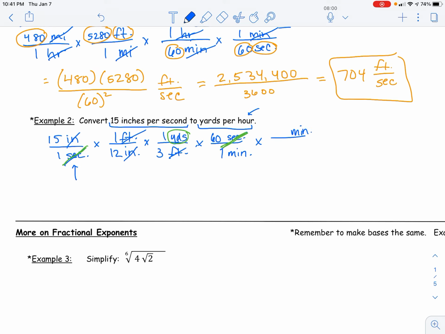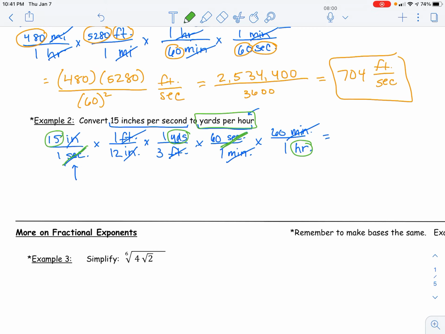Now, the last unit multiplier, we can put minutes up here, and we can put hours on the bottom. 60 minutes equals 1 hour. We can cross out our minutes here. And we have successfully gotten to hours. Okay, so you can see we have yards. I've circled them in green, yards per hour, and that's exactly what we wanted to come to.